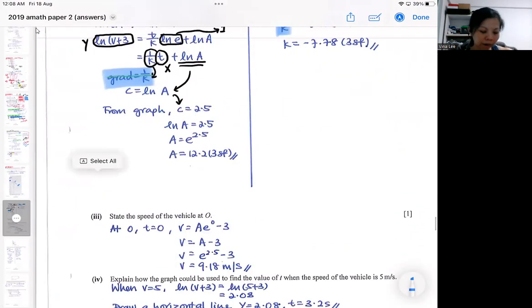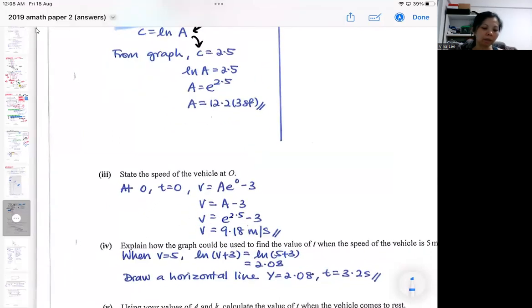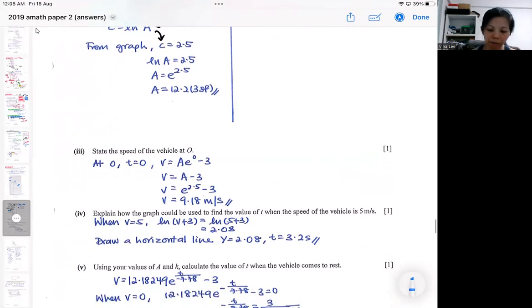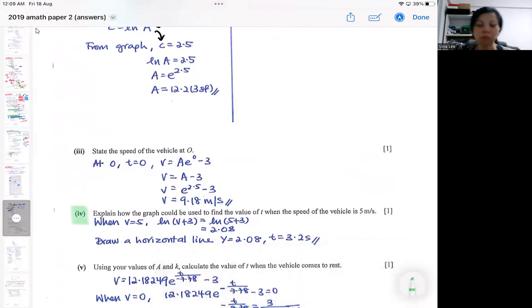Okay, then from there, let's take a look. The question says to state the speed of the vehicle at O. At O, that is where the timing is 0. You can use the original equation because it's just 1 mark. So you put t equal to 0 into the equation and you can get the starting speed. That means the vehicle already starts at that speed when t is equal to 0. Okay, it's the explanation part that some students can get stuck on. They just need you to explain. They didn't actually want you to go and work it out.